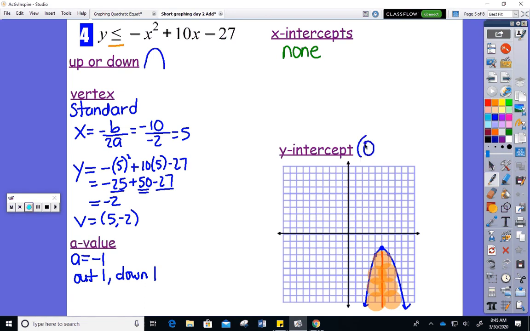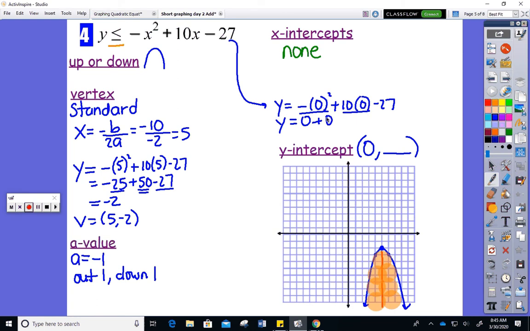So I know I'm going to say 0, comma. Now remember what you do. Oh, y-intercept, and this one's easy. I'll put it right here. You're going to say y equals -0 squared plus 10 times 0 minus 27. So you're still plugging in 0 for x and then working out y. But guys, look, the middle term zeroes out, minus 27. So y equals -27.